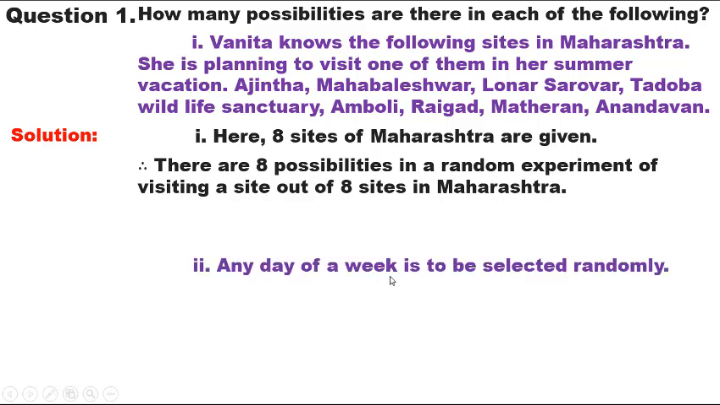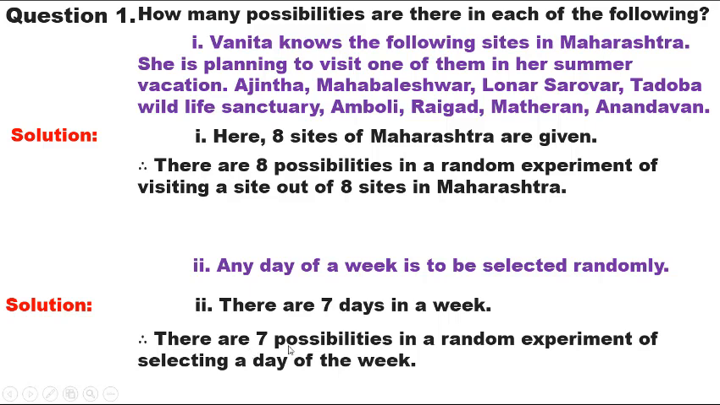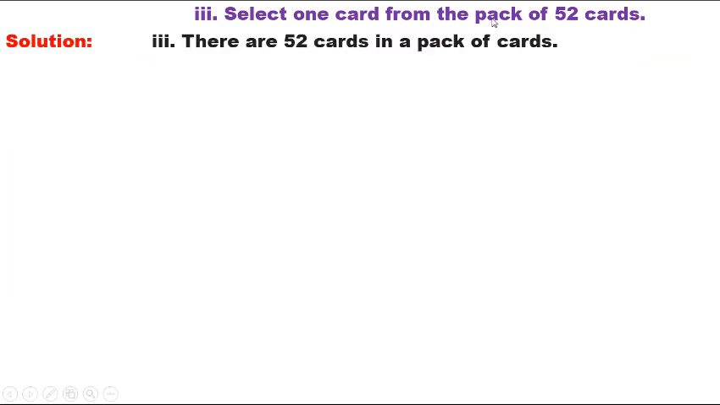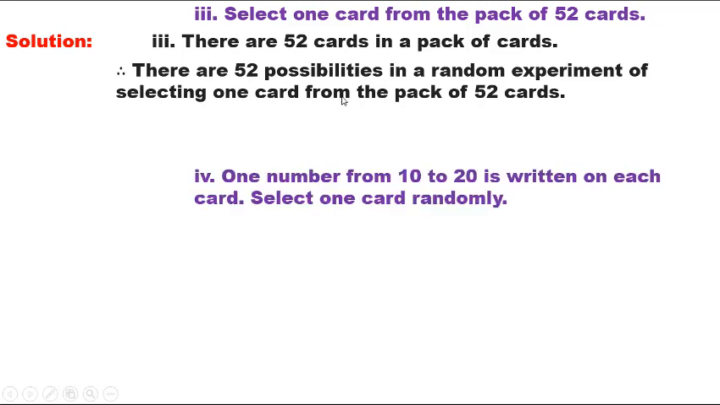Second, any day of the week is to be selected randomly. Solution. There are 7 days in a week. So, there are 7 possibilities in a random experiment of selecting a day of the week. Third, select one card from the pack of 52 cards. Solution, there are 52 cards in the pack of cards. There are 52 possibilities in a random experiment of selecting one card from the pack of 52 cards.